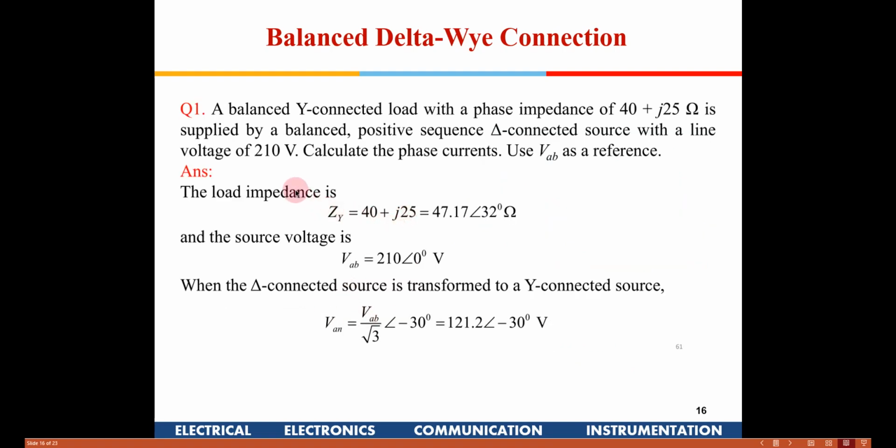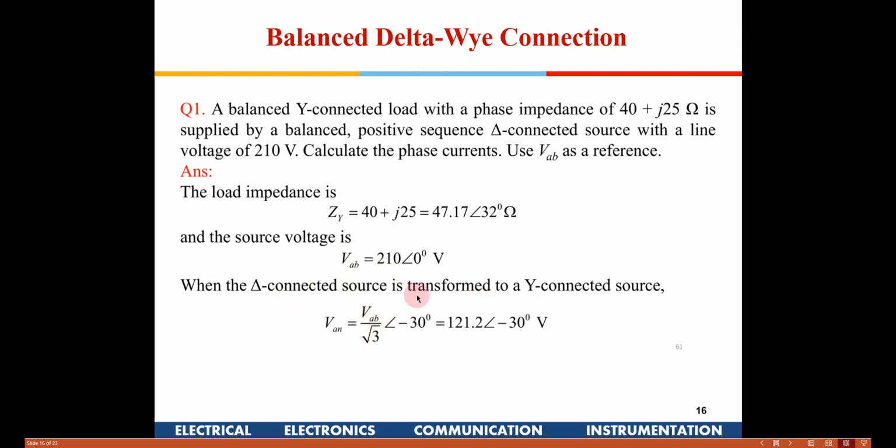Okay, if you take an example here again, I have a phase. This is the load which is connected here, 40 plus j25, and then you have a delta source. The load is Y-connected, whereas the line voltage, which is the same as the phase voltage because it is delta, is 210. So this is the load which is given here.